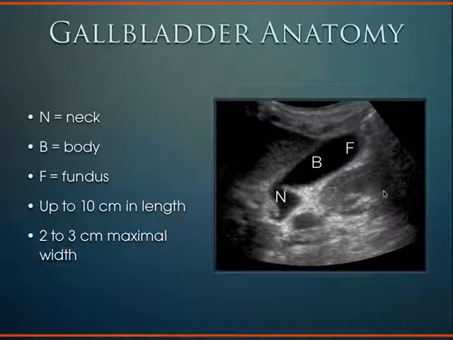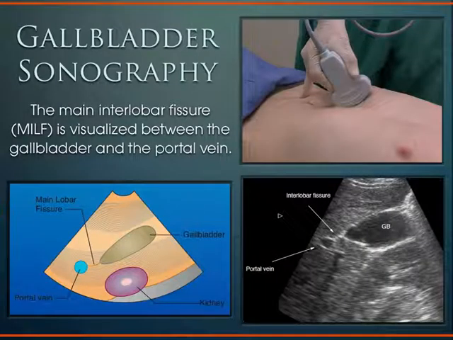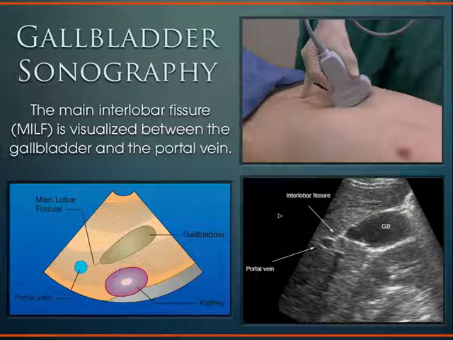And what you should see is this. Here's the fundus of the gallbladder, the body, and down here is the neck of the gallbladder. Up to 10 centimeters in length and 3 centimeters in width is normal. And sometimes it's difficult because there's lots of black objects on the screen. You're not sure which one's the gallbladder.